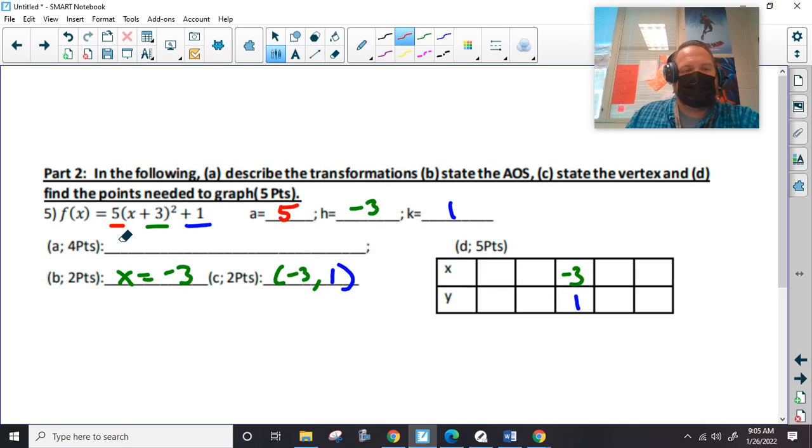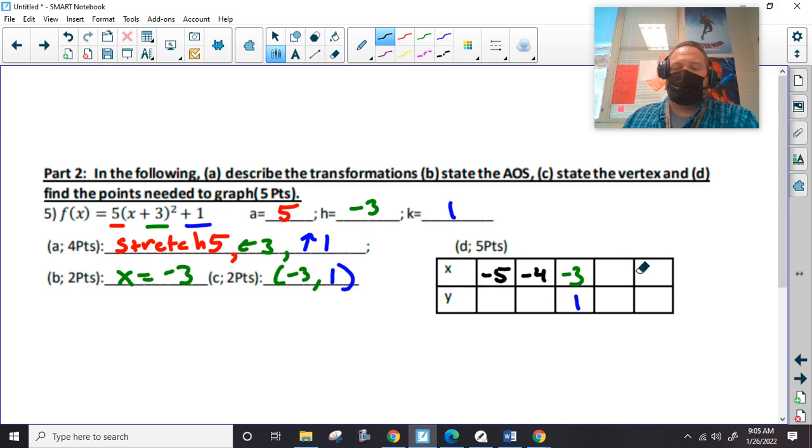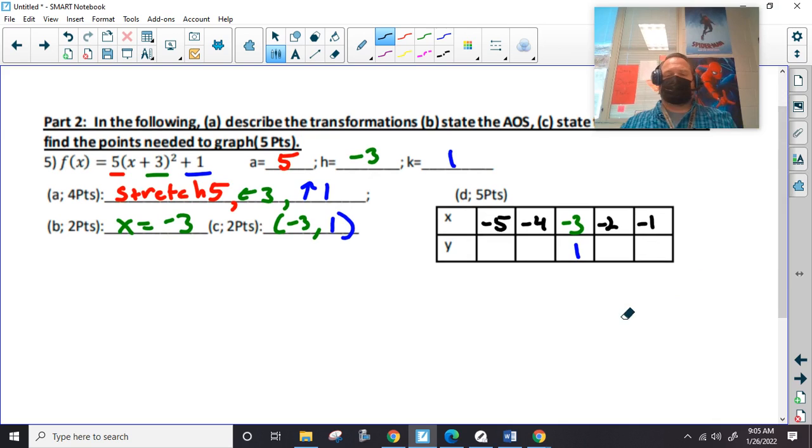All right, this has a 5, so we have a stretch of 5. Our H is negative, so this is left 3. Our K is positive, so this is up 1. Now, here we go, fill it in. Now, again, digitally, you have 2 choices. Okay, one of them's the answer, one of them's not the answer. All right.